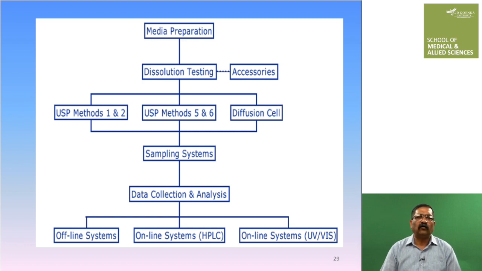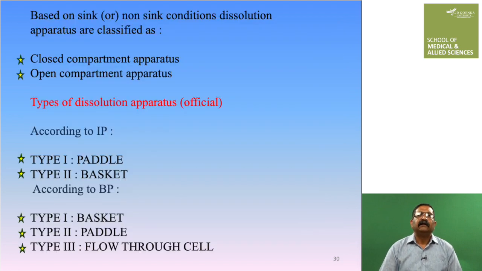Here you can see the whole process flow chart employed for dissolution testing as per the United States Pharmacopoeia system. Now, the next slide is based on sink or non-sink condition dissolution apparatus, which are classified as closed compartment apparatus or open compartment apparatus. Types of dissolution apparatus, officially according to IP, type 1 is the paddle apparatus, type 2 is the basket apparatus. According to British Pharmacopoeia, type 1 is the basket apparatus, type 2 is the paddle apparatus and type 3 is the flow through cell apparatus.